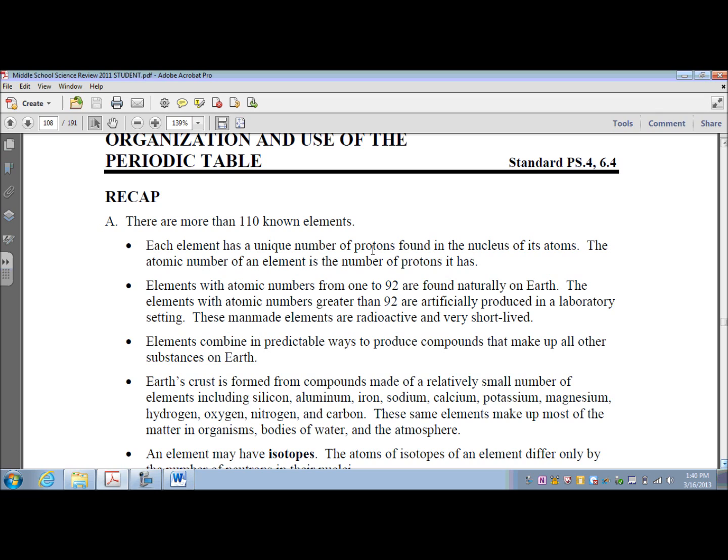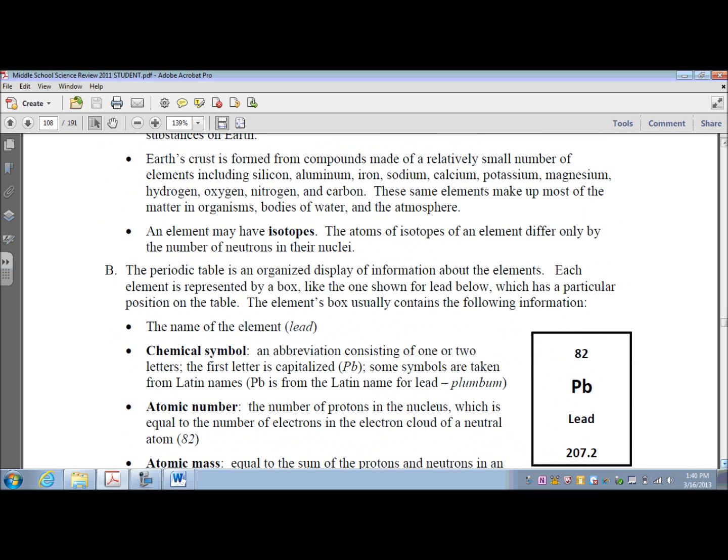Earth's crust is formed from compounds made of a relatively small number of elements, including silicon, aluminum, iron, sodium, calcium, potassium, magnesium, hydrogen, oxygen, nitrogen, and carbon. These same elements make up most of matter in organisms, bodies of water, and the atmosphere. An element may have an isotope. The atoms of isotopes of an element differ only by the number of neutrons in their nuclei.